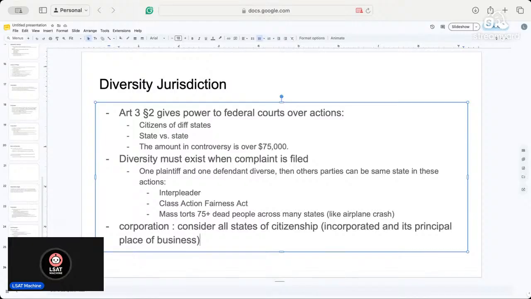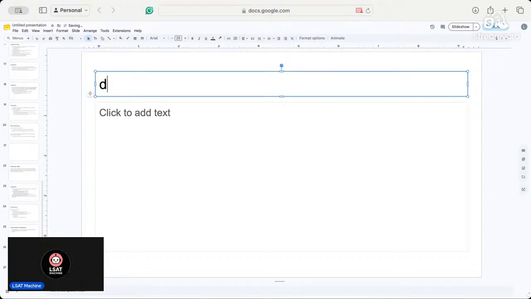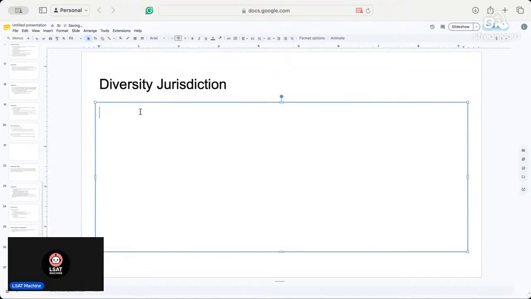Okay, so now how do you know if it is over $75,000? Plaintiff must make a good faith claim that damages exceed 75K.